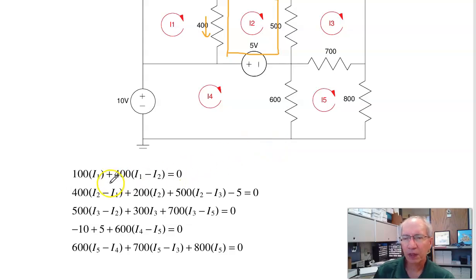As a check, as I go around each loop, like loop I2, all the I2s are positive, everyone else is negative. And the units match up. Volts or amps times ohms gives you volts, plus volts, volt, volt, volt, volt. Everything's volts, so it kind of works out.